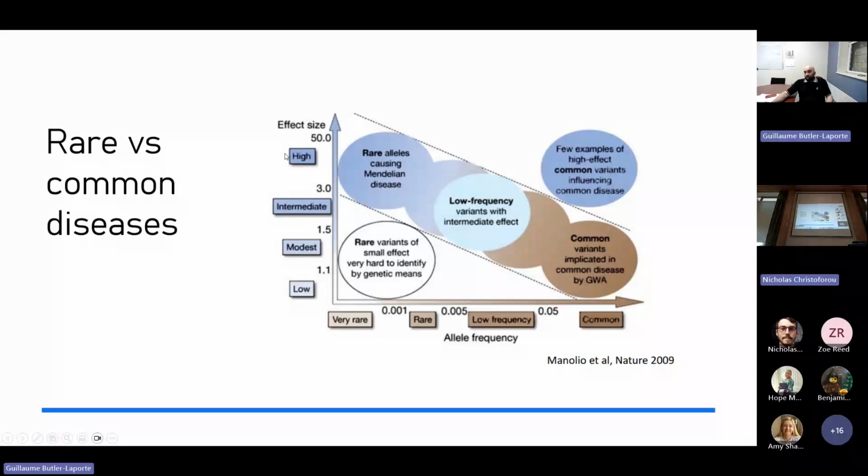Whereas in most of genetic epidemiology, and in biobank-scale genetic epidemiology that I use, we're looking mostly at the bottom right there, in case you can't see my mouse, the common variants implicated in common disease. Dermatophytosis is a very common disease. About 20% of the world population has it at any given time. Or the lower or intermediate frequency variants with intermediate effects.